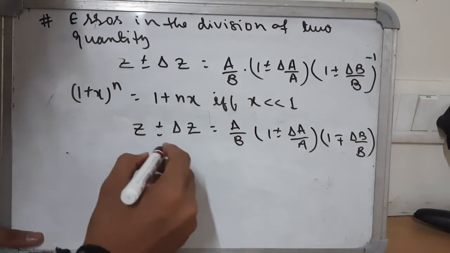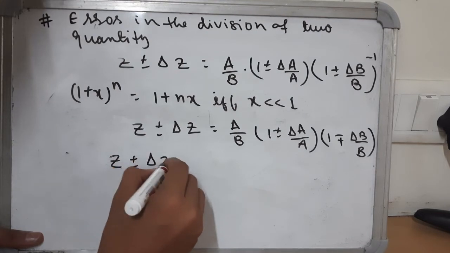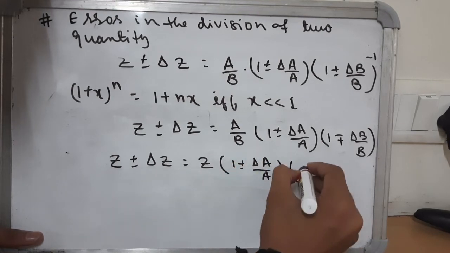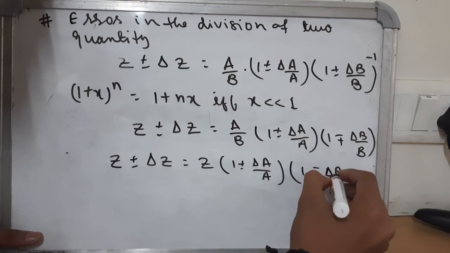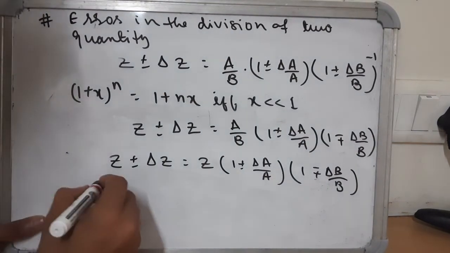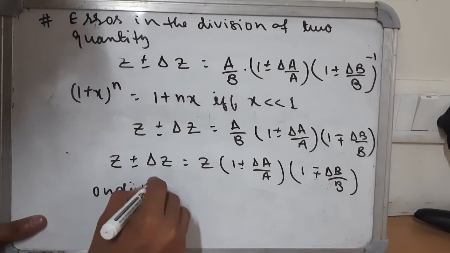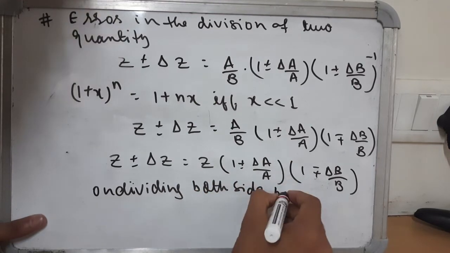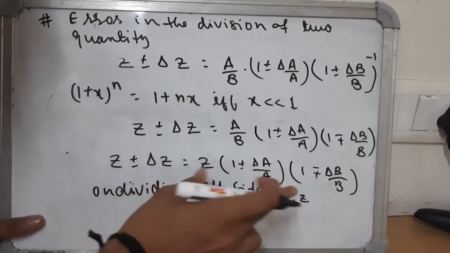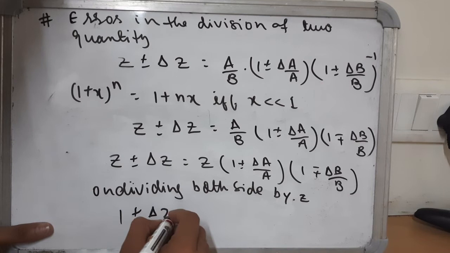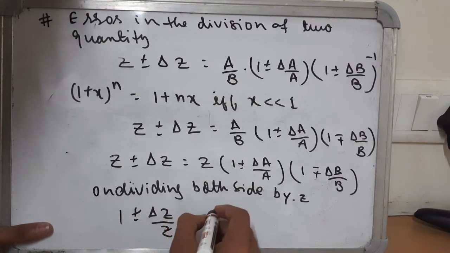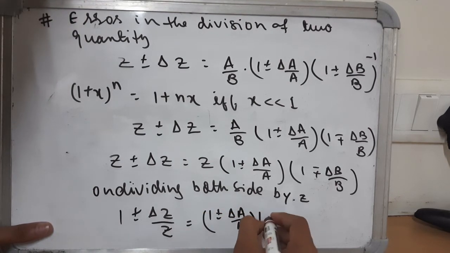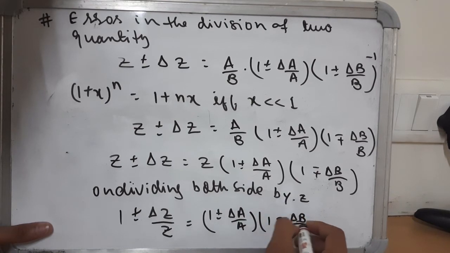So this A upon B can be replaced by Z. So we can write Z plus minus delta Z equals Z times 1 plus minus delta A over A into 1 minus plus delta B over B. On dividing both sides by Z, we get 1 plus minus delta Z over Z equals 1 plus minus delta A over A times 1 minus plus delta B over B.